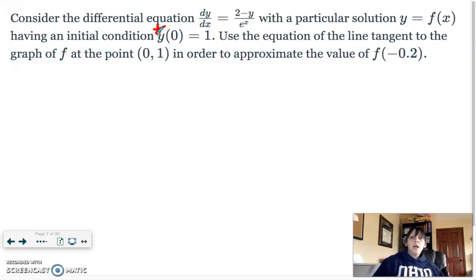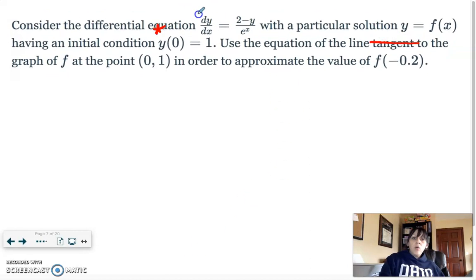Here's what we're going to do. It says use the equation of the line tangent to the graph, right? We actually know a little bit about it anyway. We know that this is dy dx, and we know that dy dx represents the slope of the tangent line. So we're being asked to find the slope of the tangent line at the point 0, 1, and then we're going to use that to approximate something different.